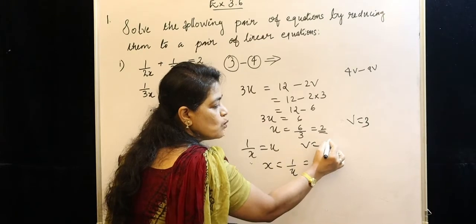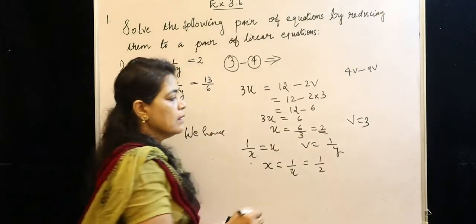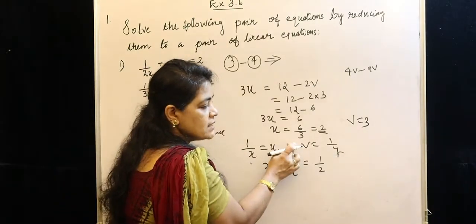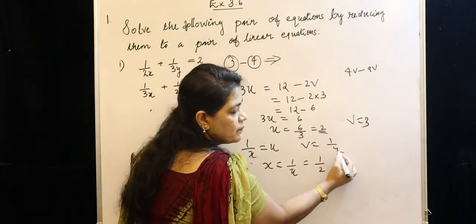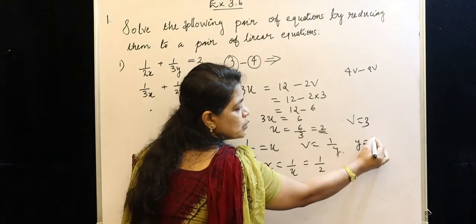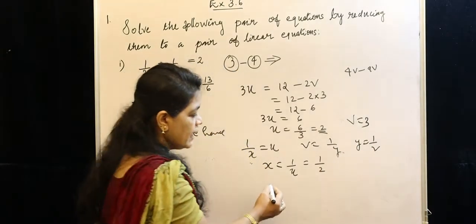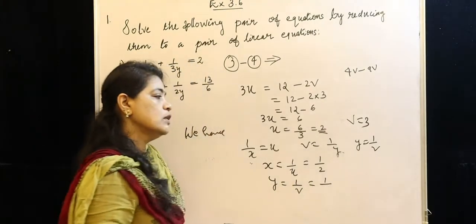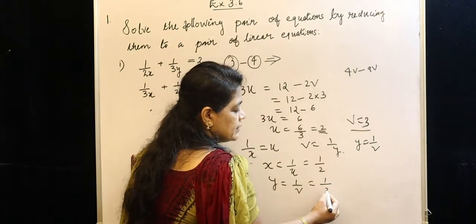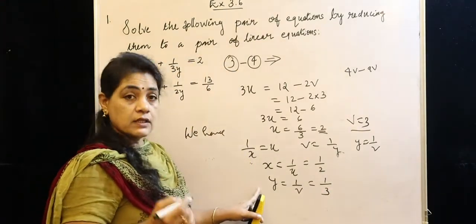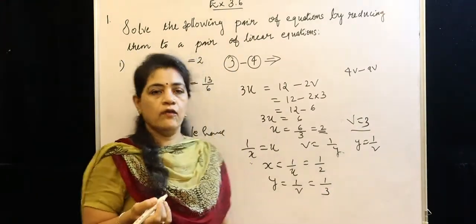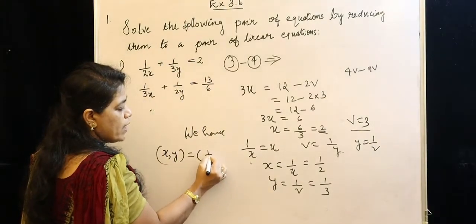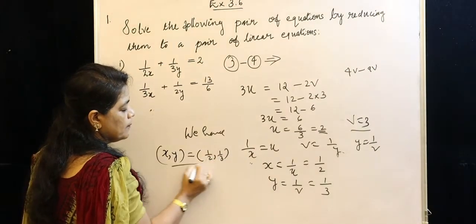And what is the second one? We have taken 1 by y, and we substituted 1 by y as v. So hence y is equal to 1 by v, and v is 3, so y is equal to 1 by 3. So we got the values of x and y: x comma y is equal to 1 by 2, 1 by 3.